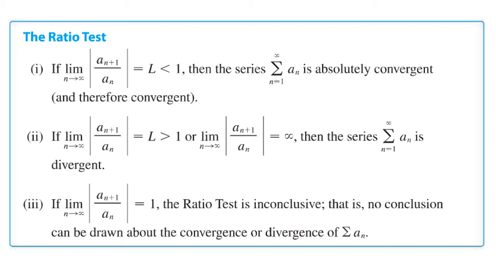And the bad one is, what if it came out to be exactly 1? You find your limit and it's exactly 1. All that tells you is nothing. You don't know if it is convergent or divergent or whatever. You cannot draw any conclusion from that. And so you usually have to pick some other test to see whether it converges or not. And so that's the ratio test.